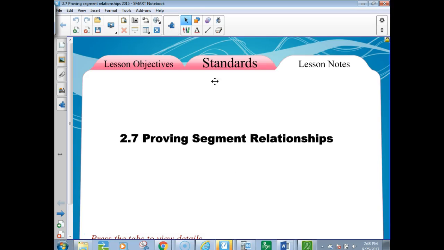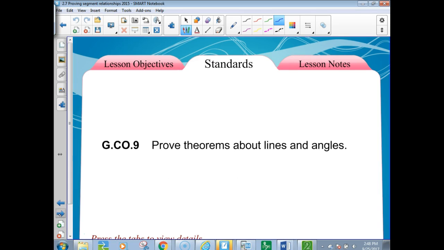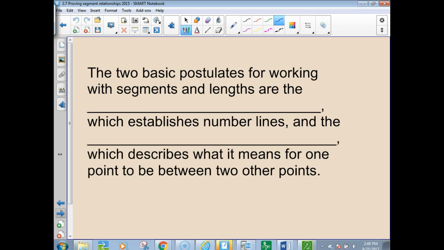Today, proving segment relationships and proofs, that's going to be our topic. This is section 2.7. We're going to prove theorems about lines and angles. Now, in your packet, basic postulates for working with segments and lengths are the ruler postulate. You don't have to fill that in. It's already there.